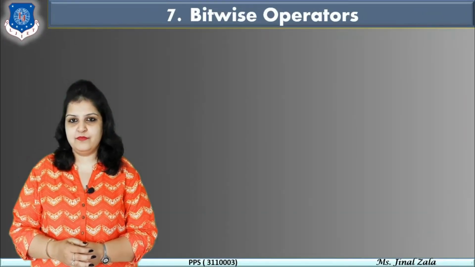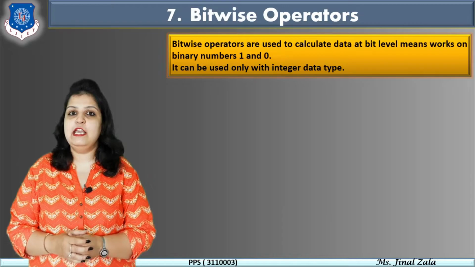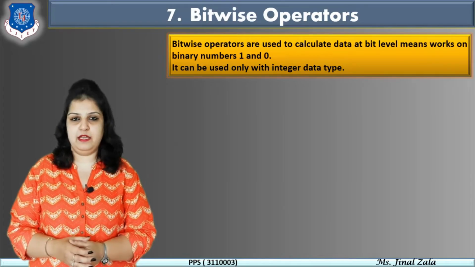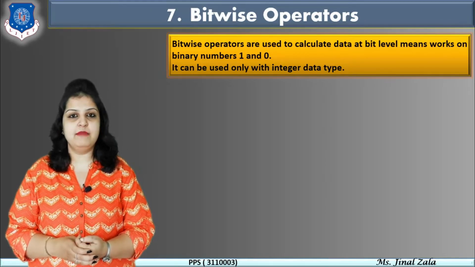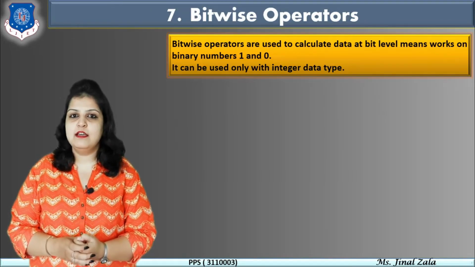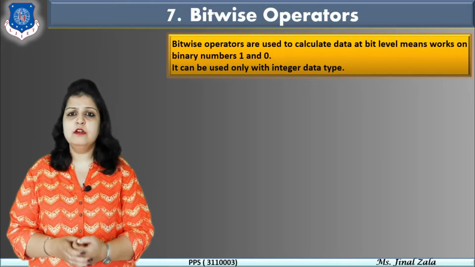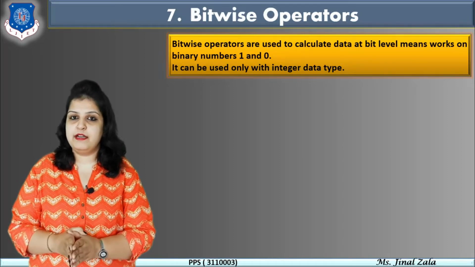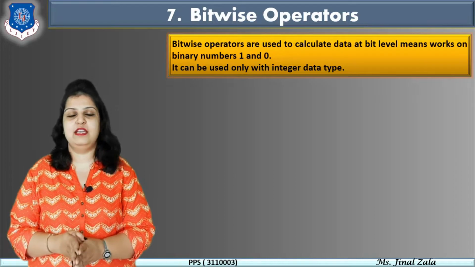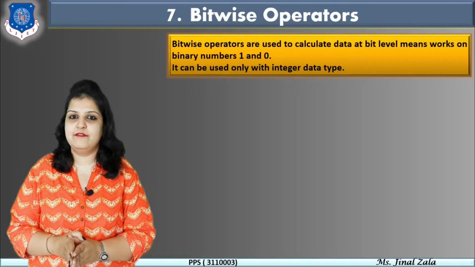So let's start. What are bitwise operators? Bitwise operators are mainly used for bit level programming. What is a bit? A single 0 is called 1 bit, a single 1 is called 1 bit. So we have to do operations on these single bits. Now one more thing you have to remember, these bitwise operators are used only for integer numbers, and they are mainly used for hardware level programming.